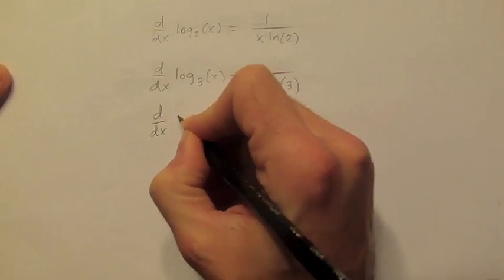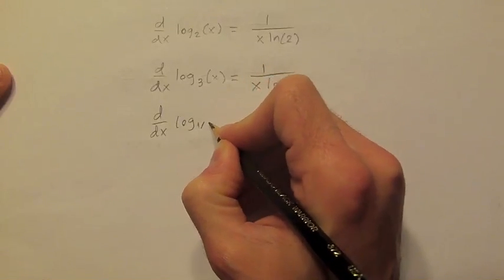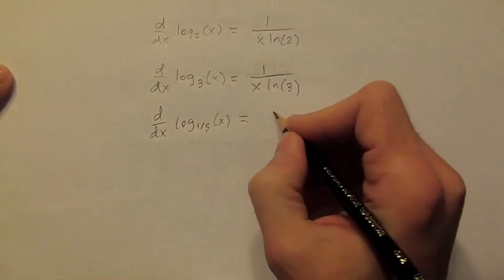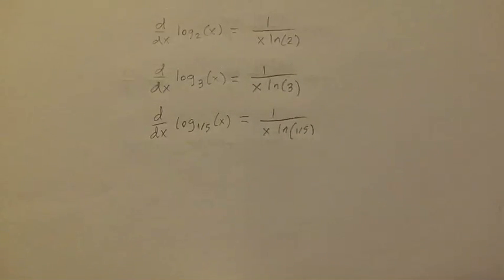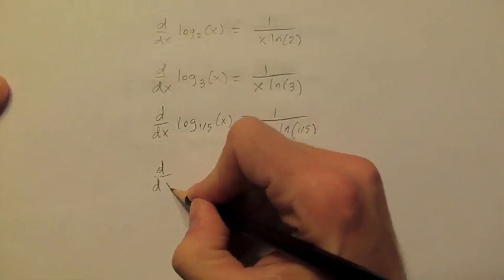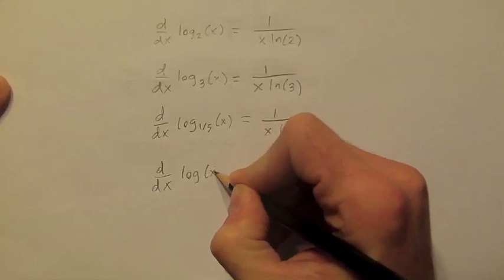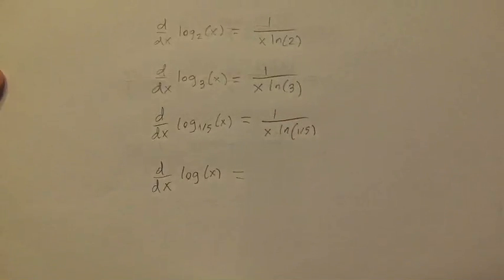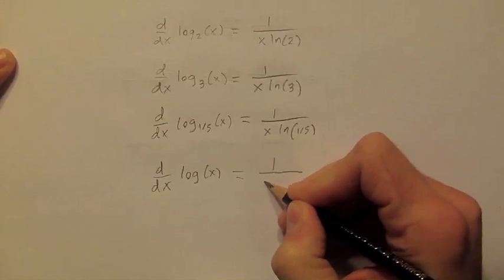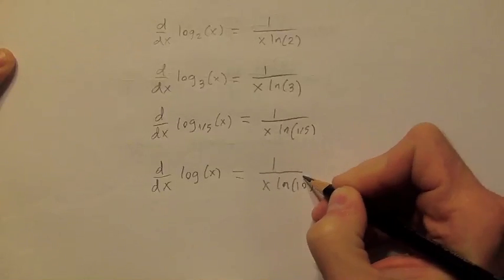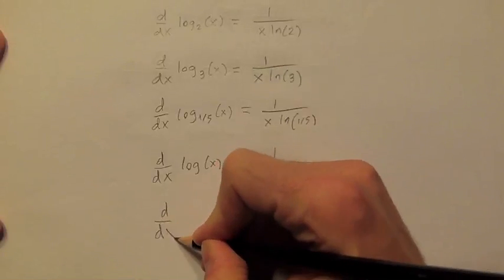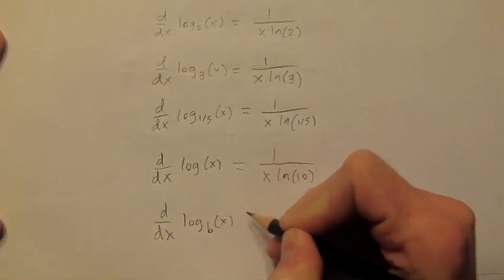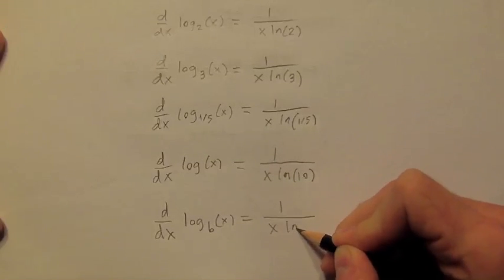So if I wanted to do log base 1/5 of x, that derivative would simply be 1 over x times the natural log of 1/5. Pretty similar, right? What if I just said log? Log is which base? That's something you should definitely know. Well, this will end up being 1 over x times natural log of 10. And if I have any general base, log base b, for example, that's just going to be 1 over x times the natural log of b.